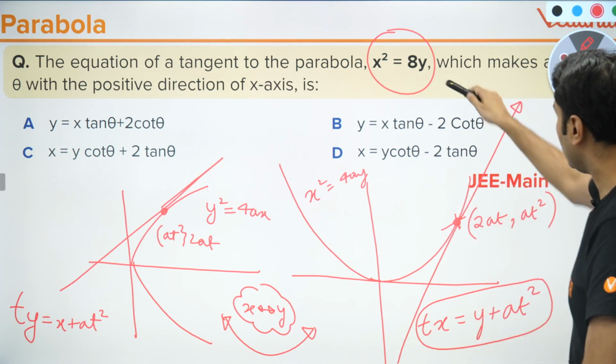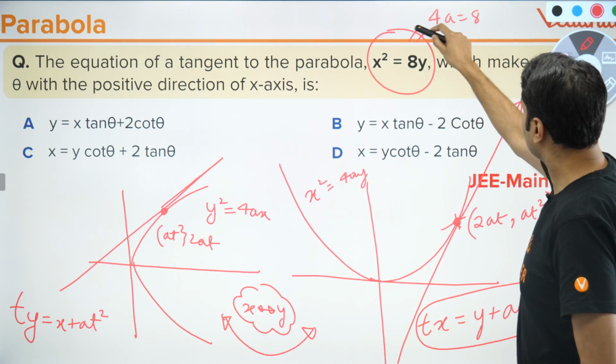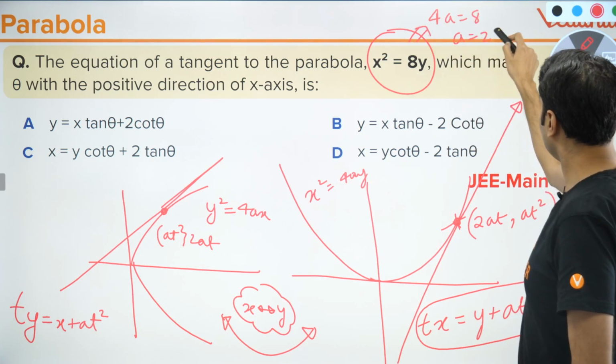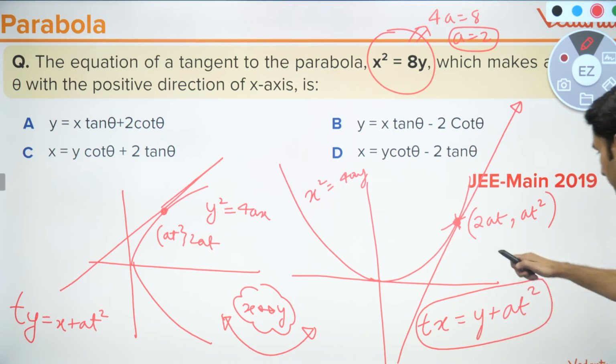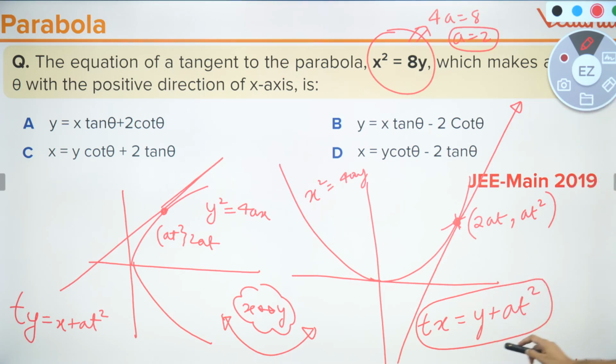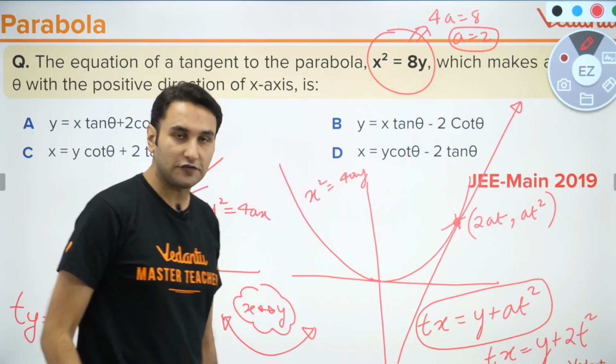आंसर आ गया. a कितना है? This is 4a = 8. a कितना हो जाएगा बच्चों? 2. I hope I have not done any mistake here. तो यहाँ पे इक्वेशन क्या हो जाएगी? The equation will be tx = y + 2t². But the question is asked in the form of theta.